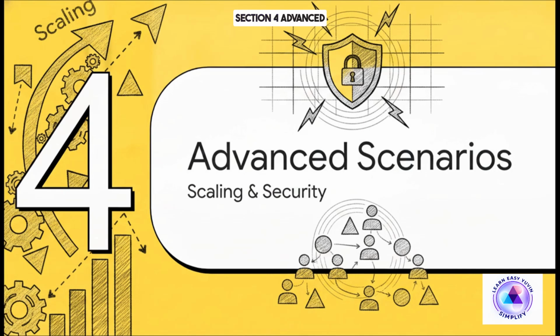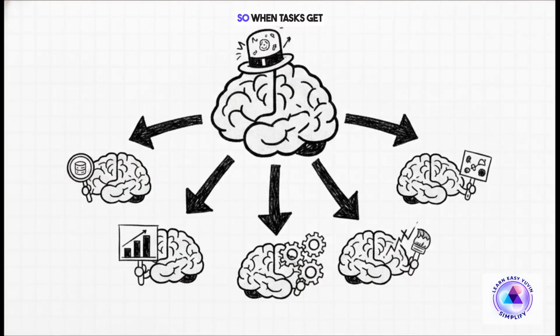Section 4. Advanced Agent Scenarios. Let's look at scaling architecture and security. So when tasks get crazy complex, a single agent just gets totally overwhelmed. That short-term memory whiteboard we talked about, it fills up way too fast.